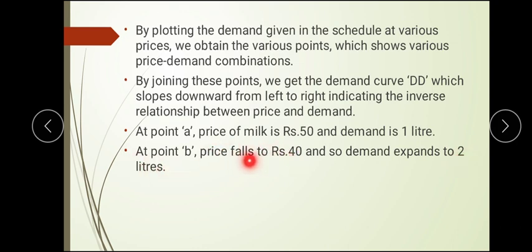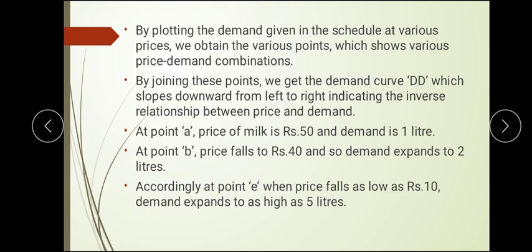So when there is a fall in the price from 50 to 40, demand expands from 1 liter to 2 liters. Again, if you see at the last point, when the price is at its minimum, that is 10 rupees, the demand has expanded to the highest level, that is 5 liters. So it shows the inverse relation between the demand and the price of a particular product, here milk.